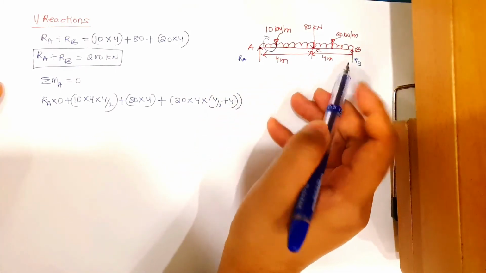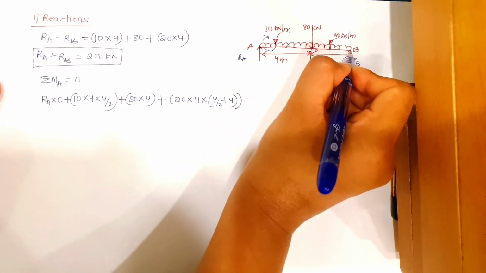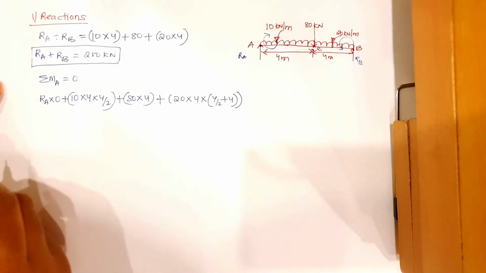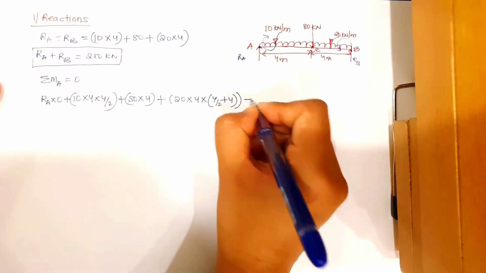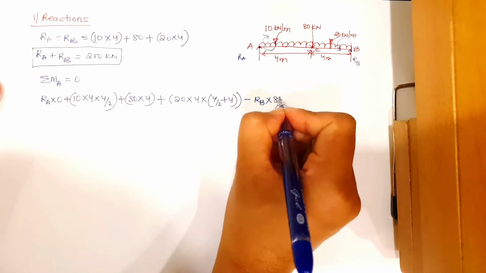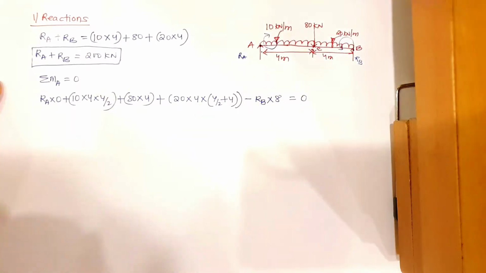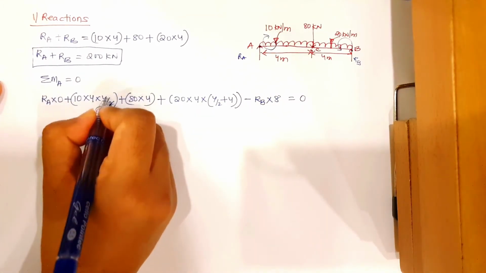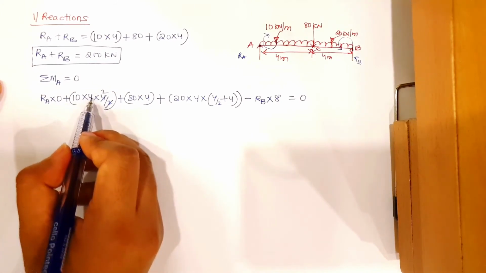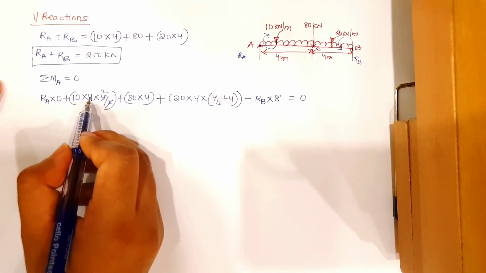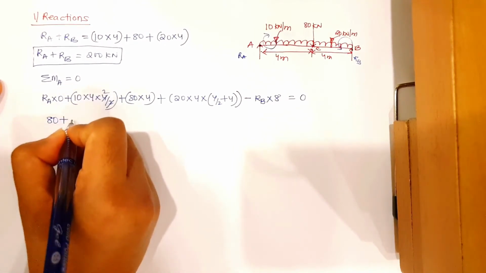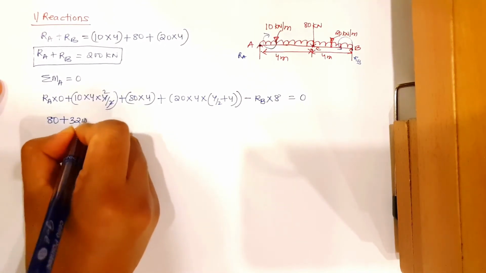Okay, next we have RB. Now this RB goes towards A in this way. So which direction is this? Anti-clockwise direction. So minus RB into the distance, which is 8, equals 0. If we solve this, we'll get 40 into 10 into 4, 40, 40 into 2, 80. 80 plus 80 into 4, 320.